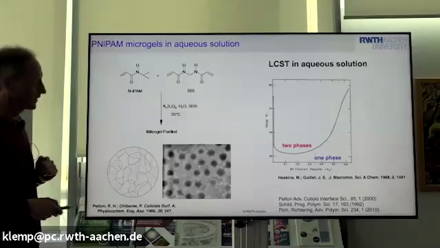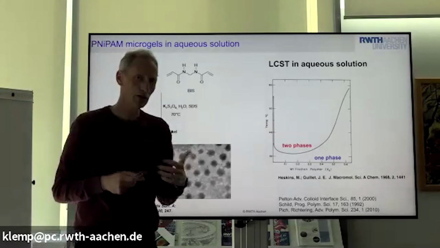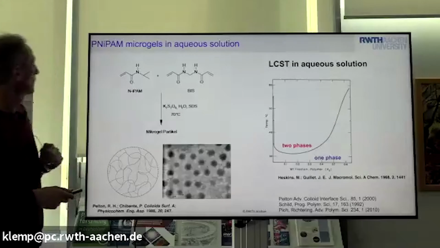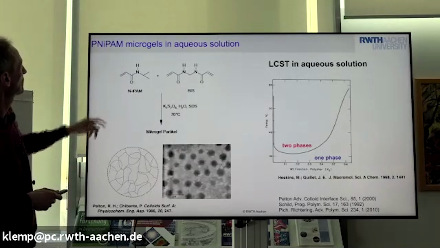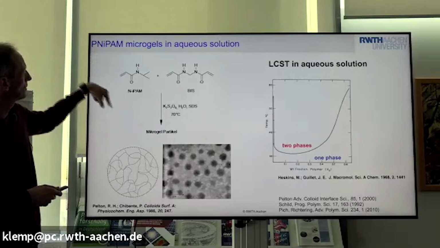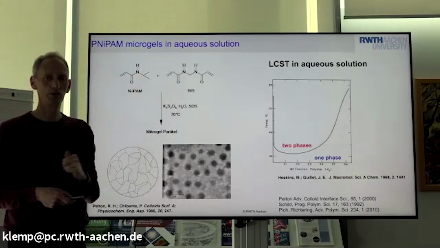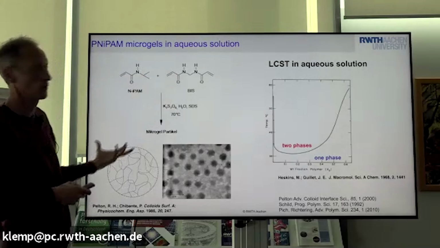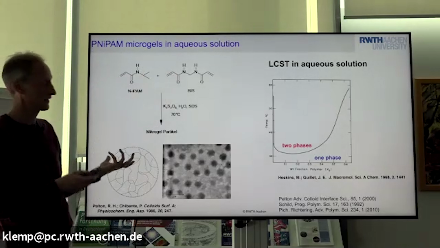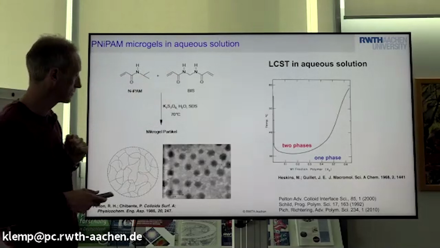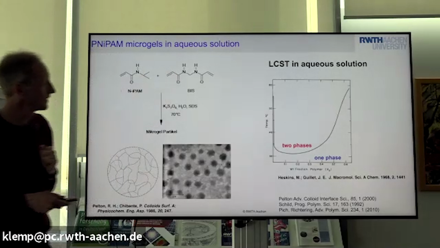Okay, now we are working as physical chemists. Typically, we like to work with model systems, and we work with a well-developed model system, the N-isopropylacrylamide. So it's an isopropylacrylamide group. We add a cross-linker. We do a simple precipitation polymerization, and we end up with objects that are spherical particles, right? This is a well-known system described first by Bob Pelton in Canada.